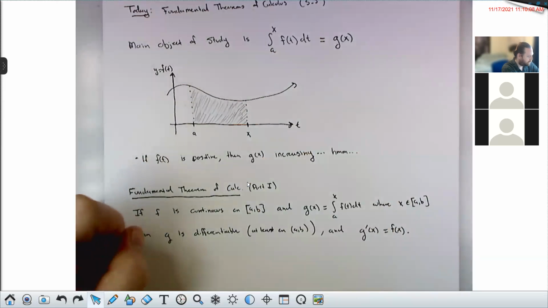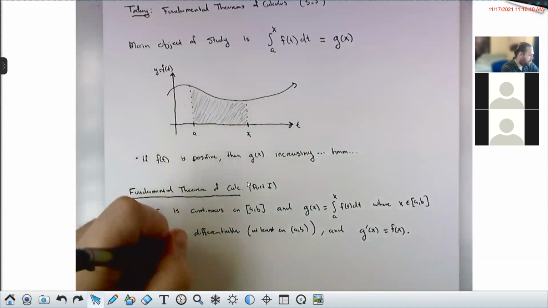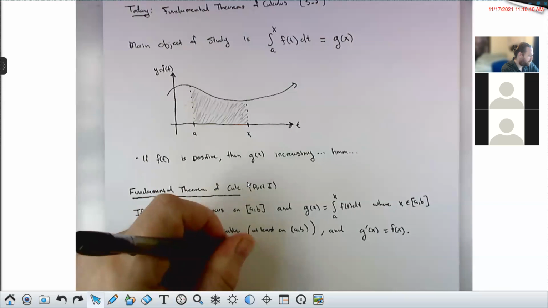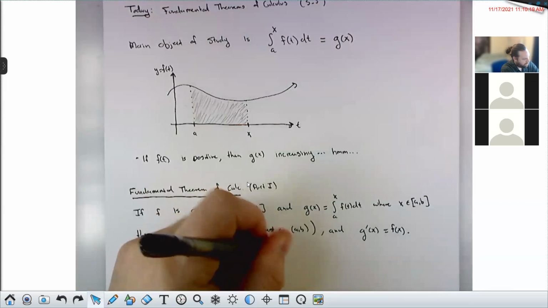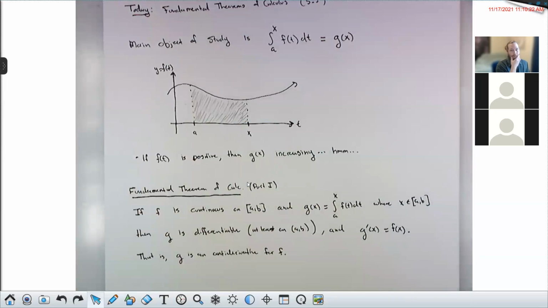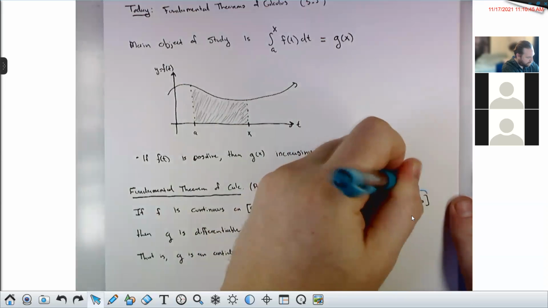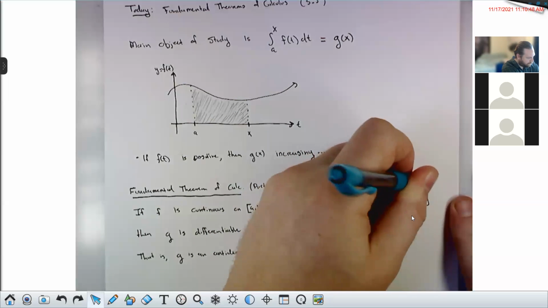That is, g is an antiderivative for f. So this says where x is an element of, or is in, the closed interval AB. You could replace this statement right here, I know this isn't a notation we've used a lot throughout the semester, you could say A is less than or equal to X is less than or equal to B if you like.